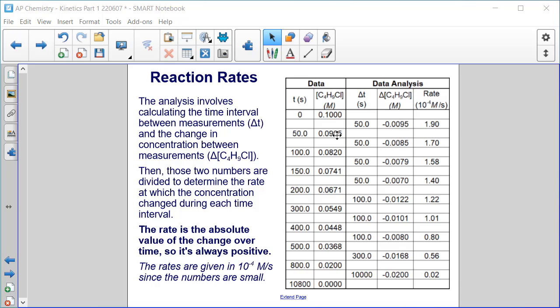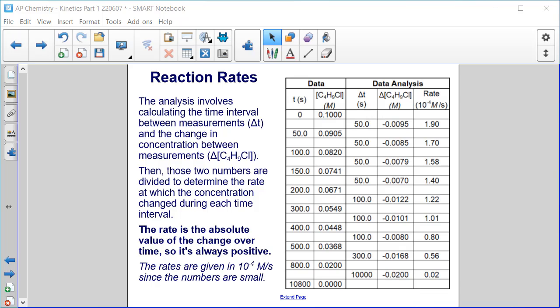So 0.0905 minus 0.1000 is negative 0.0095, and we'll talk about that in just a second. But we can continue that as we go to continue to get our change in concentration as time moves on. Now, once we have those two numbers, they are divided to determine the rate. So remember that the rate is the change in concentration divided by the change in time. So I can divide delta concentration over delta T to get a rate.